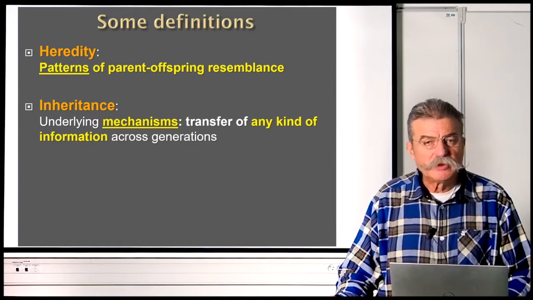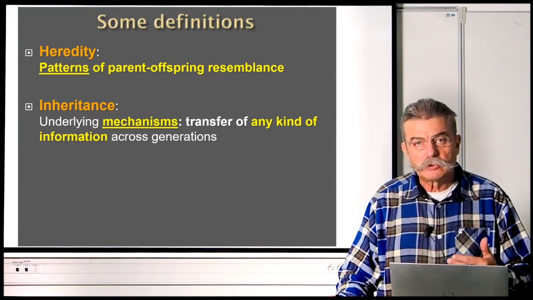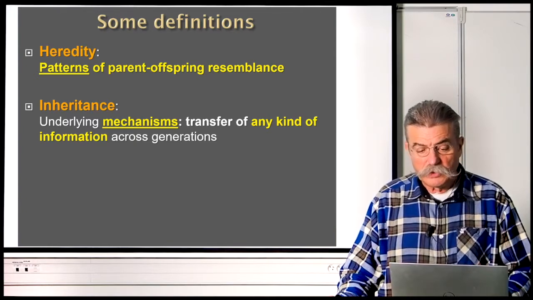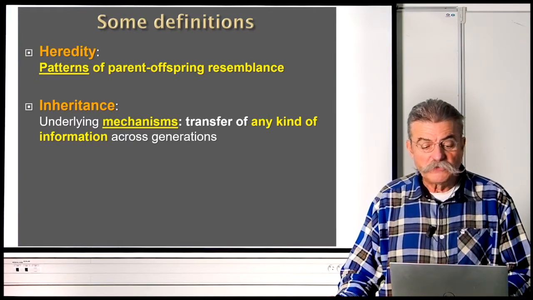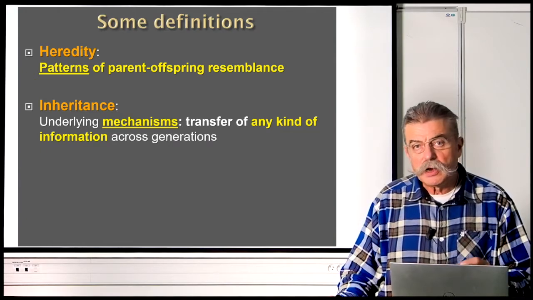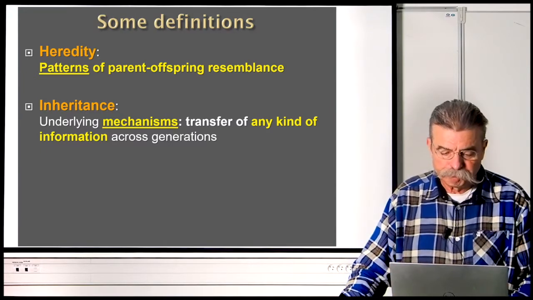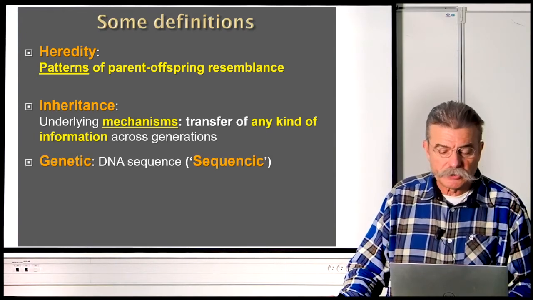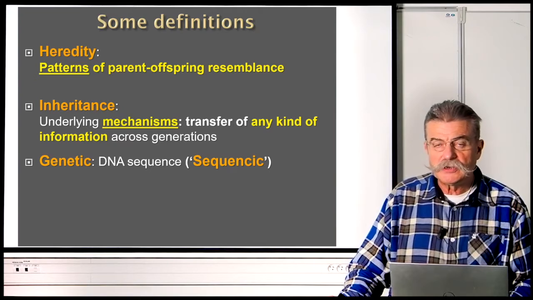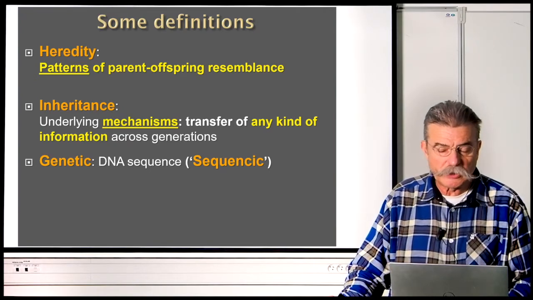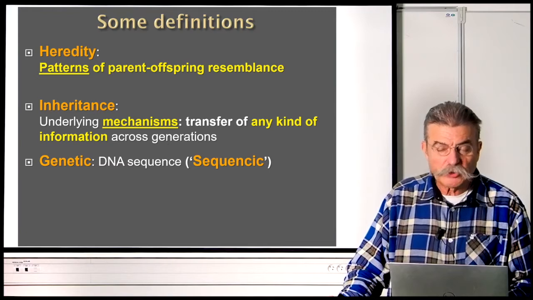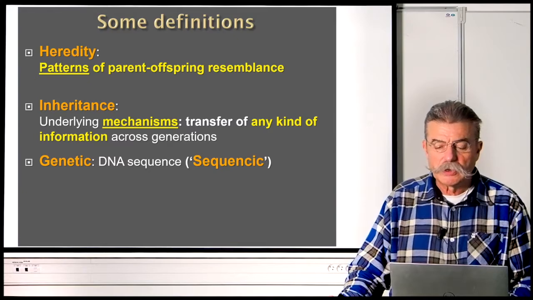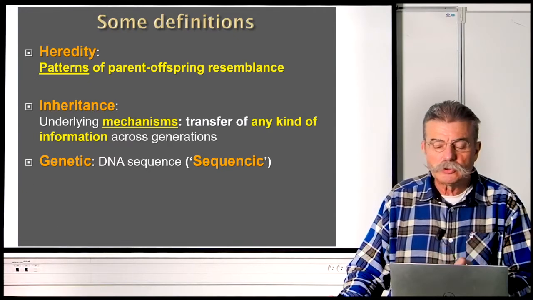The second important concept is the term inheritance, which I use to depict the underlying mechanisms that involve the transfer of any kind of information across generations. So these mechanisms are responsible for the production of this resemblance. And among these mechanisms, of course, there is genetics, and in particular, the genetic information, that is the information that is encoded into the DNA sequence. And I propose the term sequencing to depict this extremely reduced vision of genetics, only the information that is encoded into the DNA sequence.